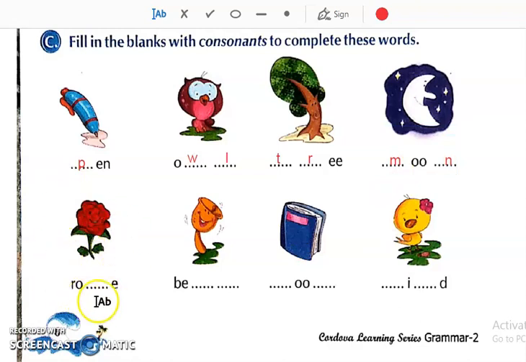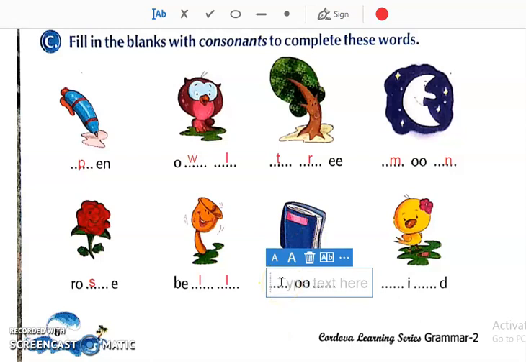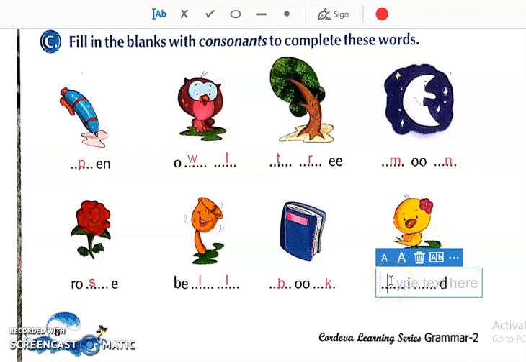What is this? This is moon. Yes. Then what is this? This is a rose. Then what is this? This is a bell. Then this is a book. Yes. Then what is this? This is a bird.